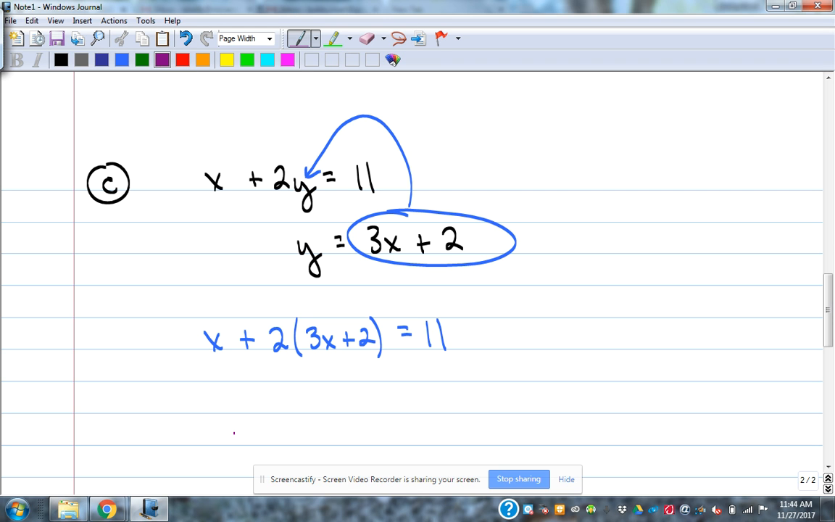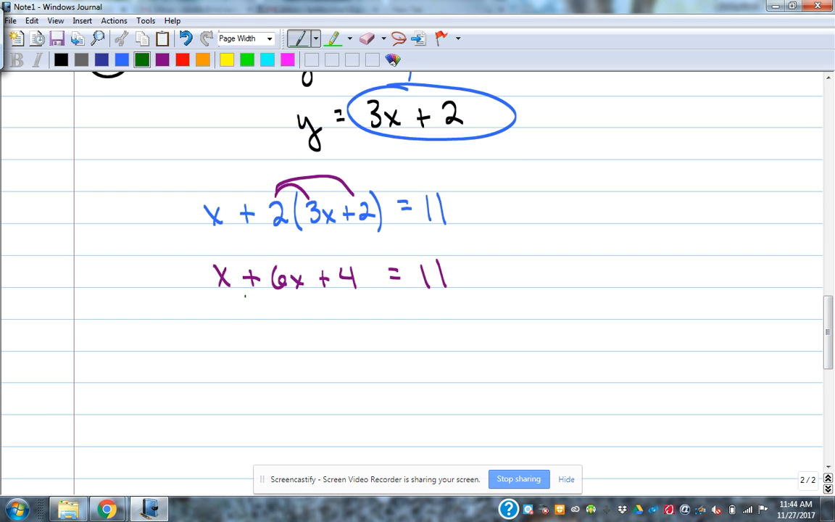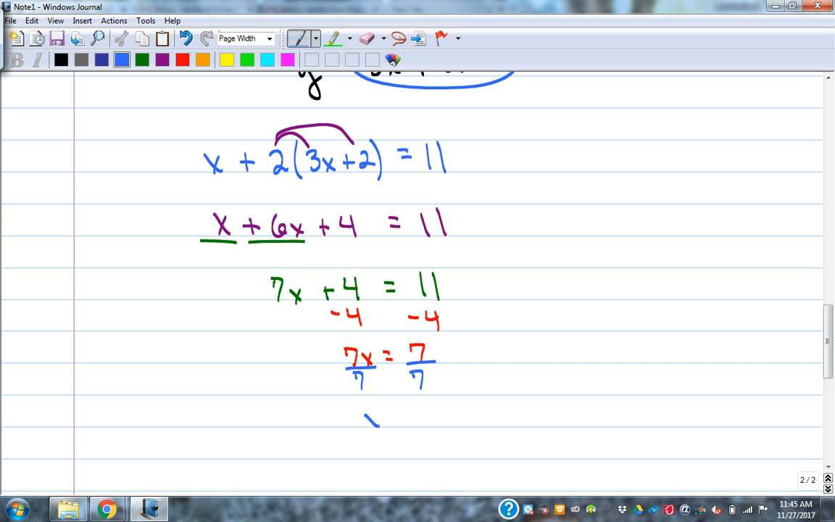Now, what should I do next? Distribute. I'm going to distribute the 2 to both of those to get 6x plus 4. Still got the x out in the front and the 11 there. Then simplify. x plus 6x would be 7x. Now what? Subtract 4. 7x is equal to 7. Divide by 7. x is equal to 1.